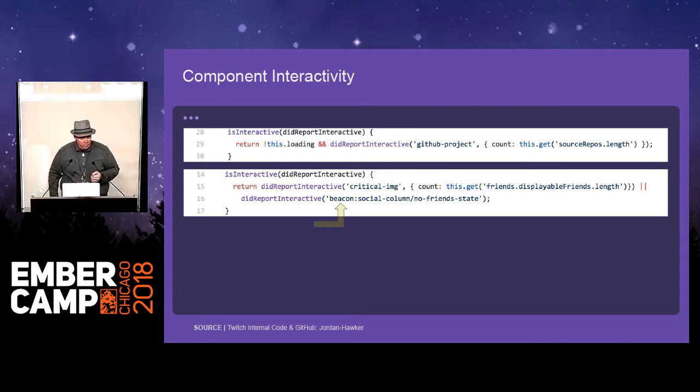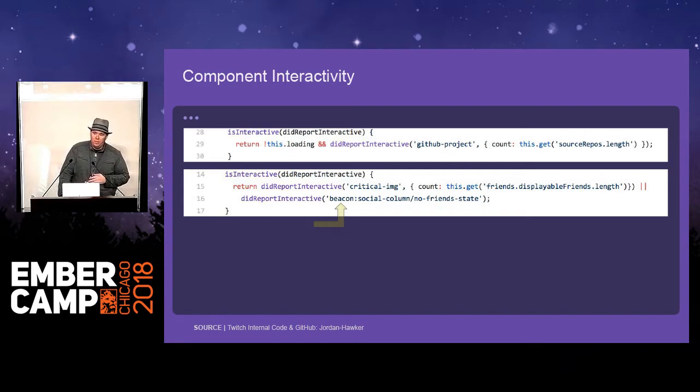Another thing that we've done here in the second example is, maybe you have images that you want to load. And so we created a lightweight component wrapper called critical image that just hooks into the image loaded callbacks in the browser and then reports interactive when that's done. And in this case, we had many images getting displayed. So again, we use the count thing. This last line here in this example may look a little weird because we have this interesting beacon colon syntax.